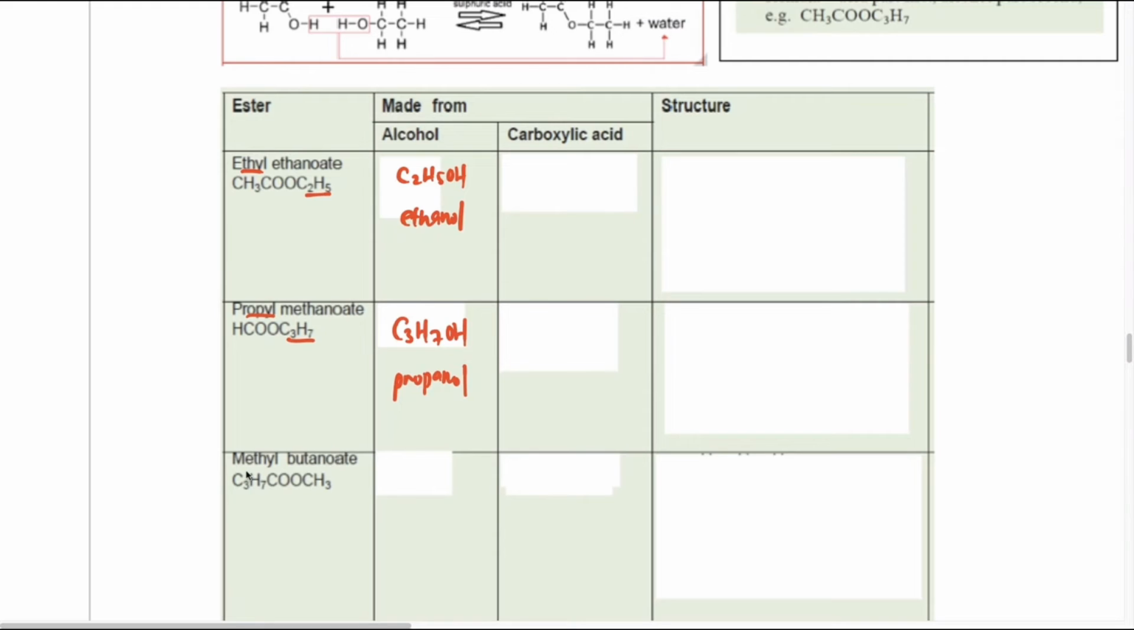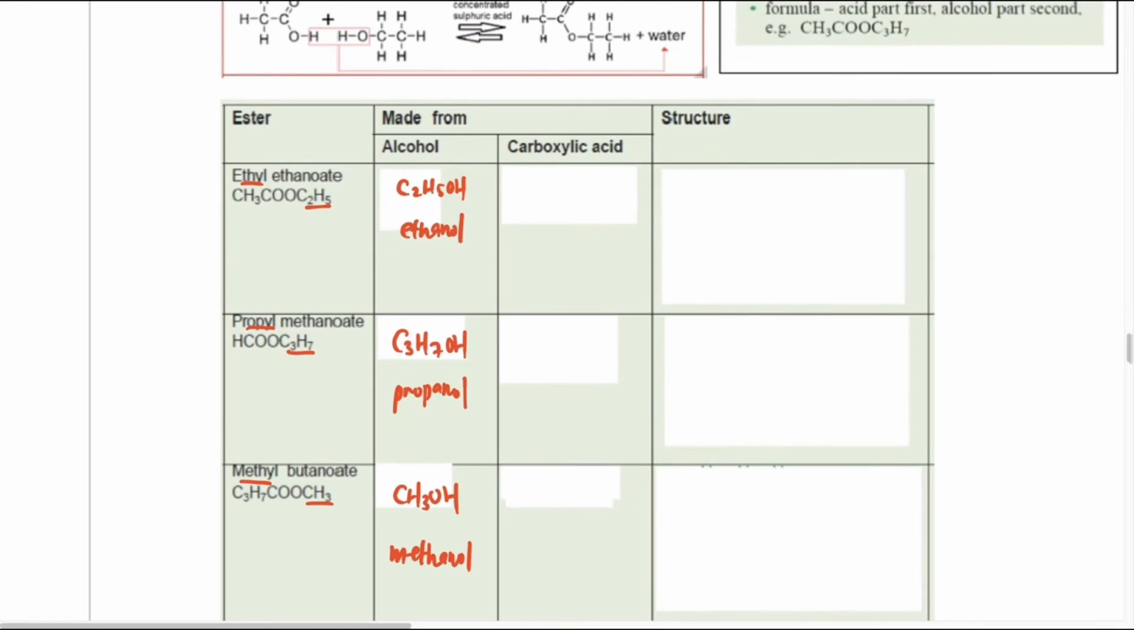Methyl butanoate. Methyl comes from the alcohol CH3OH, which is methanol. Okay, now the carboxylic acid. Carboxylic acid, I use blue color. You look at the ethanoate here, so it comes from the carboxylic acid, which is CH3COOH, which is ethanoic acid.